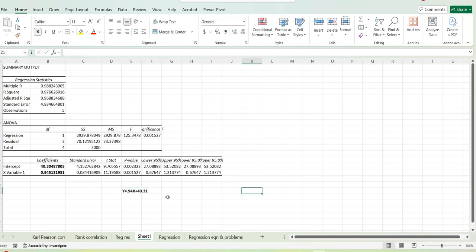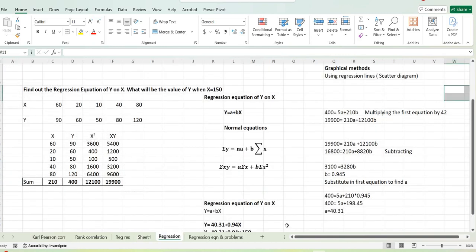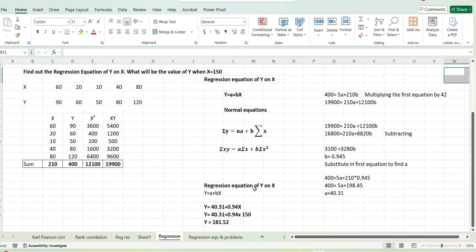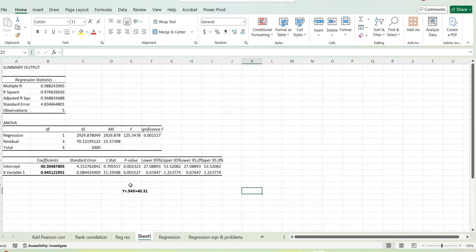So now, if for a known value of x, we substitute, we can get the value of y. This is the same result that we got when we did regression. We got it as 40.31 plus 0.94x. So here also it is 40.31 plus 0.94x. So out of this entire result, these two terms are important for us to get the straight line equation.